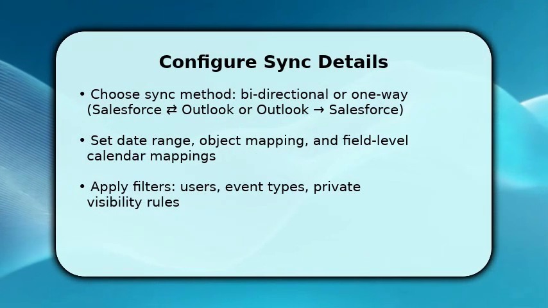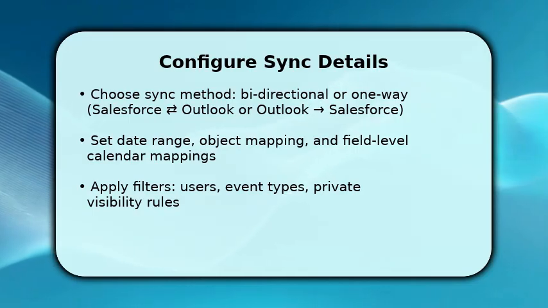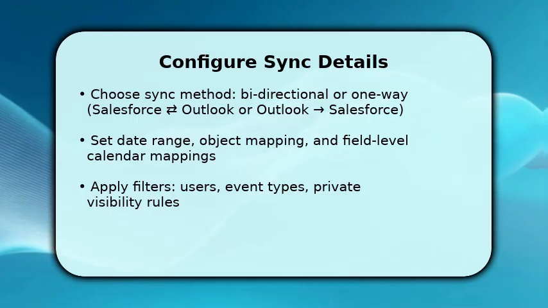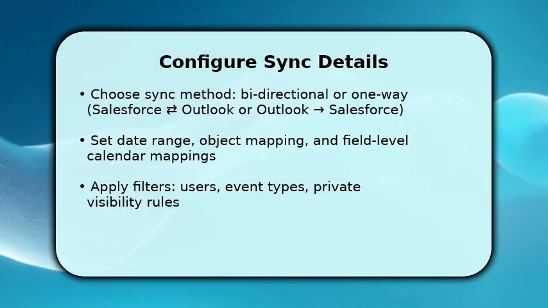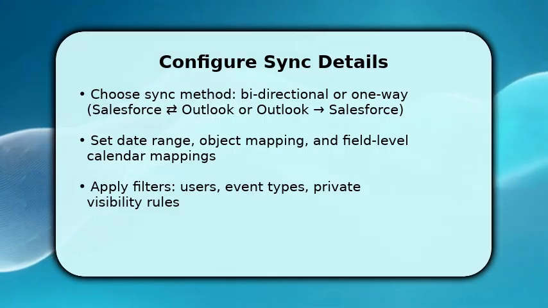Now configure the detailed sync rules so data behaves predictably. First, choose the direction: bidirectional for two-way edits, or one-way if Salesforce should mirror Outlook only. Next, set date range limits and map calendar fields to Salesforce objects and fields, making sure subject, attendees, location, and status align. Once mapped, apply filters for specific users, event types, or private items to avoid clutter.